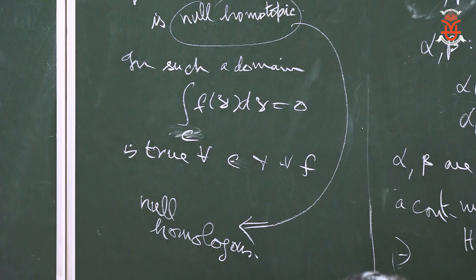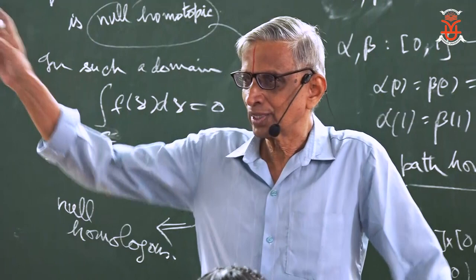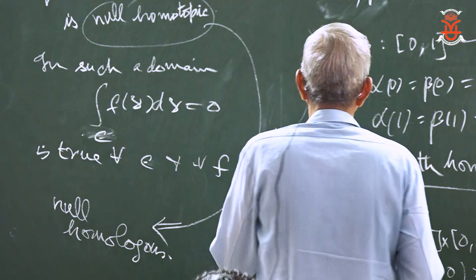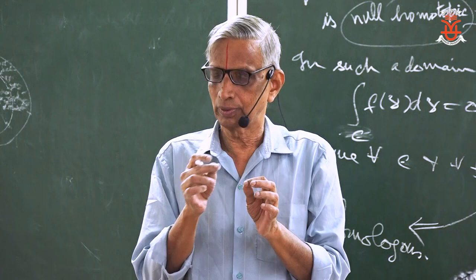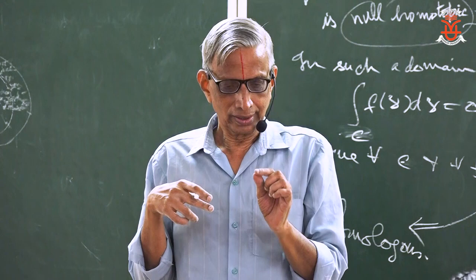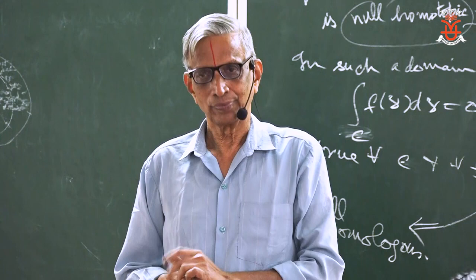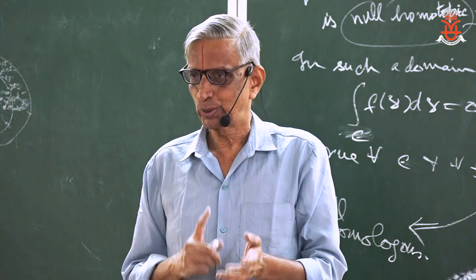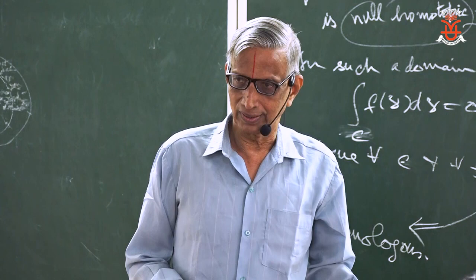Okay, so it's past time. So let me make a few general remarks before I conclude about this homotopy and all that. You start with a domain and define a relation: fix a point z naught, and look at all loops at z naught. Say that a loop alpha is related to a loop beta if alpha is loop homotopic to beta. This is easily verified to be an equivalence relation. The equivalence classes are called the loop homotopy classes.